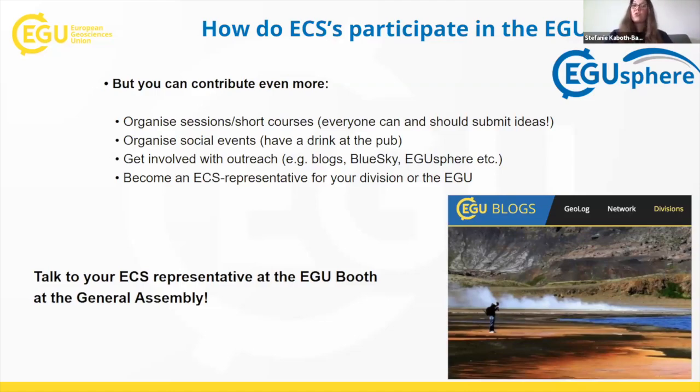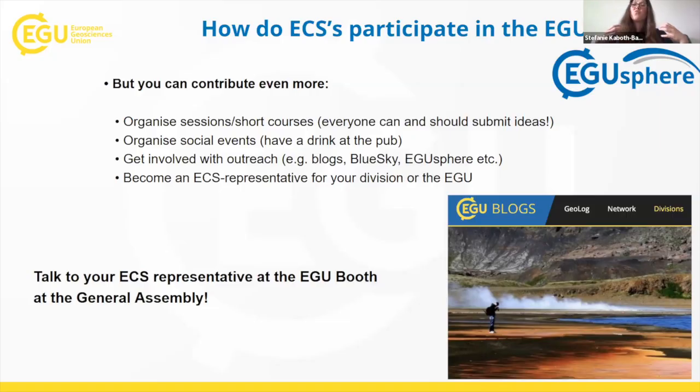You can organize social events, you can go have a drink at a pub with someone you always want to talk to, do that networking if you like. You can get involved with the outreach through the blogs, through the EGU sphere, which Simon introduced before, through the social media channels like Blue Sky that EGU is participating in. And also you can become an early career scientist representative, just like Dan, just like Marvi, just like myself, on different levels, like on the division level, or on the general EGU level, like Dan.